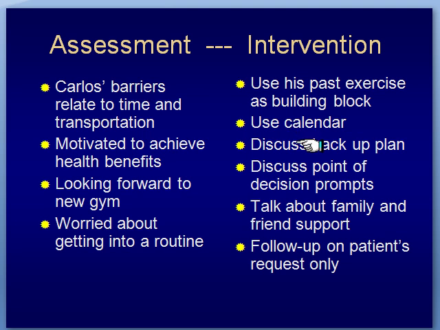And then he's going to have a backup plan if he cannot meet his scheduled appointments on the calendar. Discuss the point of decision prompts in terms of when he's going to be coming to the gym, what's going to make it easier for him to get there. Talked about his family and his support. And in this case, he was marked as low risk, and so he got a one-time only intervention in this case.